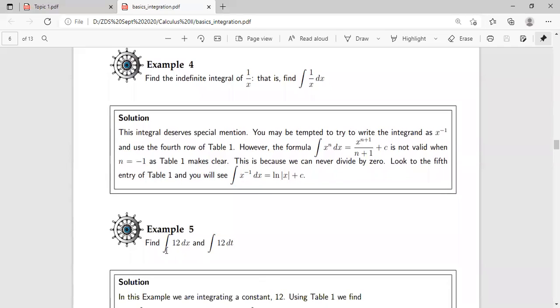We've been asked to integrate this. So this one will give us the integral of 12 dx. We are going to introduce... So what are you going to get? What are you getting?